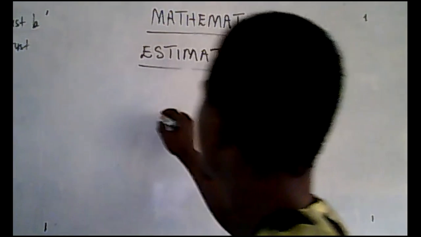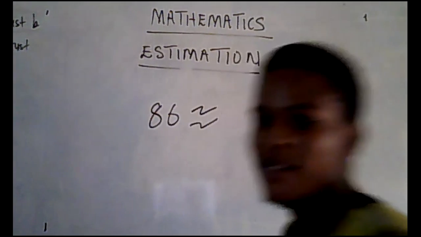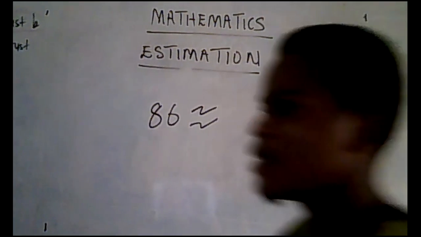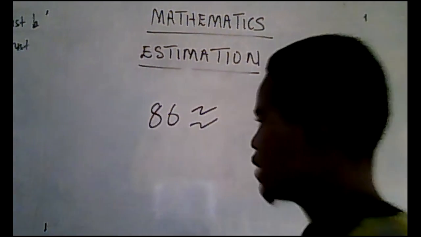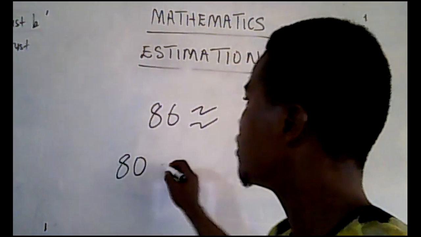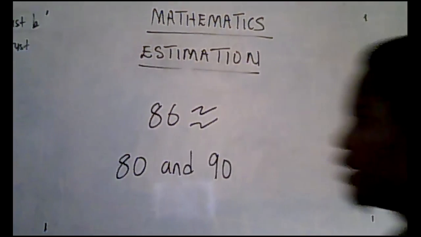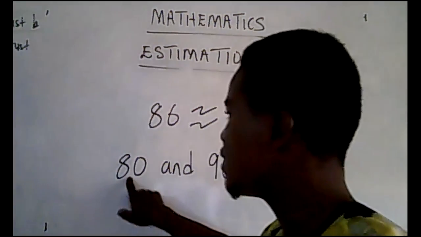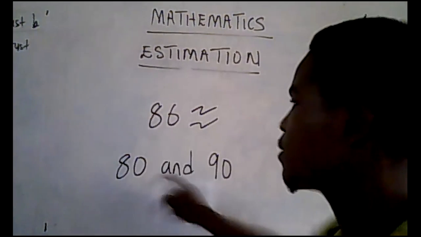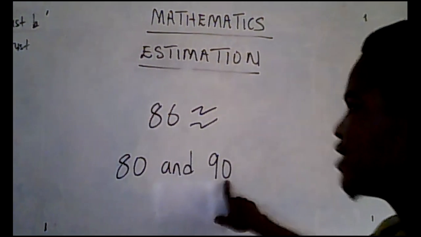What if you are having a figure like 86? How do you estimate this? You have 86. What are the 10s 86 is standing between? 86 is standing between 80 and 90. Now, which of these 10s is 86 closer to? Of course, 86 is closer to 90 than it is to 80.